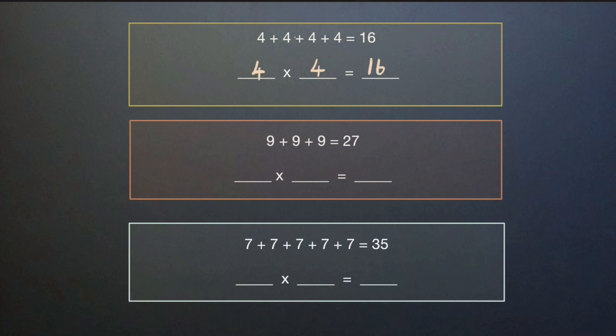In the next one, we've got 1 group of 9, 2 groups of 9, 3 groups of 9 is 27. So we could write 3 groups of 9 is equal to 27. And in this last one here, I've got 1 group of 7, 2 groups of 7, 3 groups of 7, 4 groups of 7, 5 groups of 7 is equal to 35. So we could write 5 groups of 7 is equal to 35.